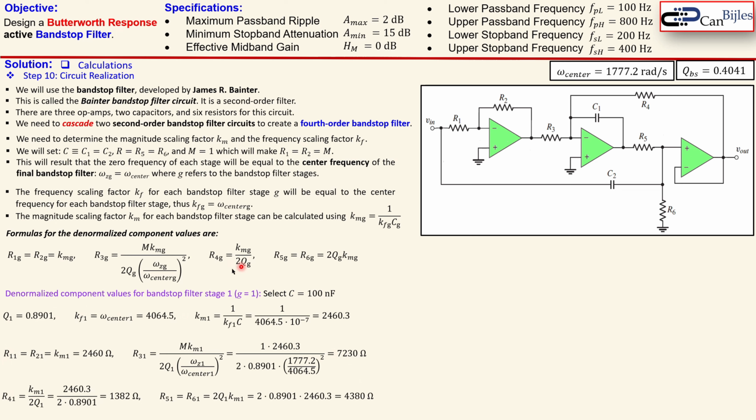The R4 of the first stage is given by this formula. You can also see that here. So you just substitute the values here, and you get 1,382 ohms. R5 and R6 for the first stage are given by this formula. Again, using the quality factor and the magnitude scaling factor, you get here 4,380.